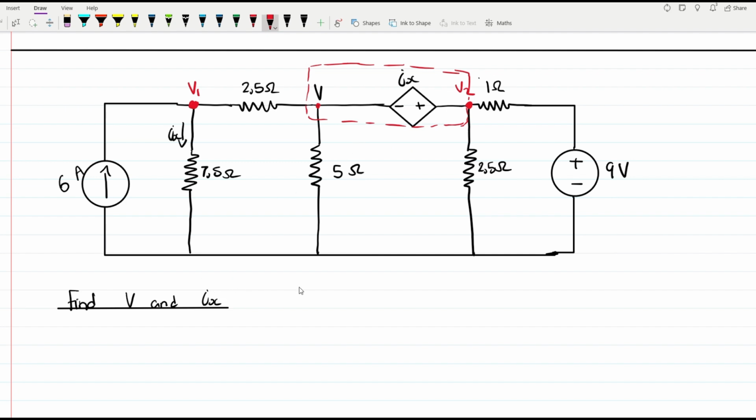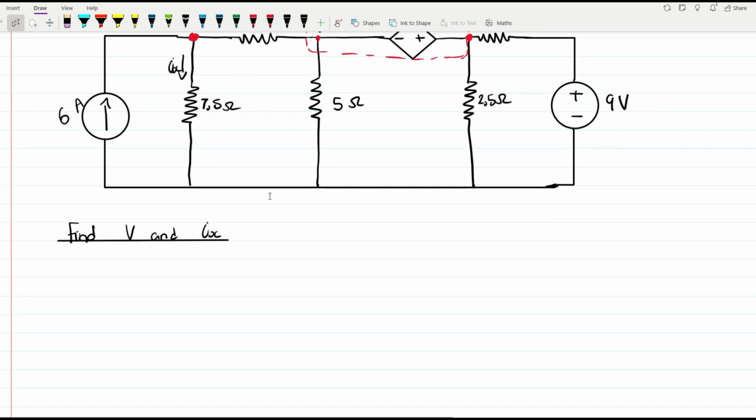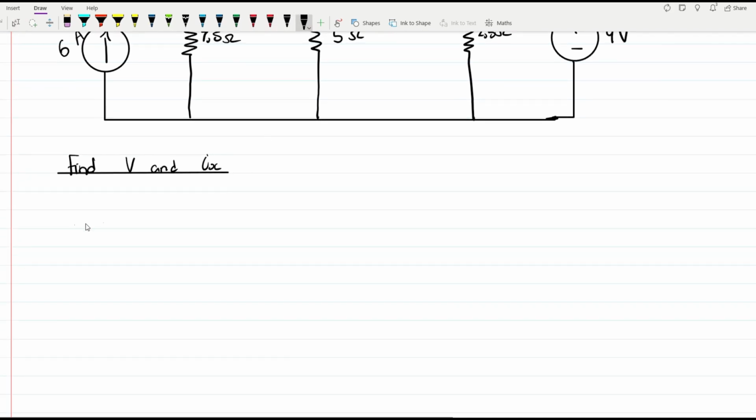So we're going to do node voltage at V1. We're going to go to V1 and then start doing our node voltage analysis. So we're going to say node voltage at V1.